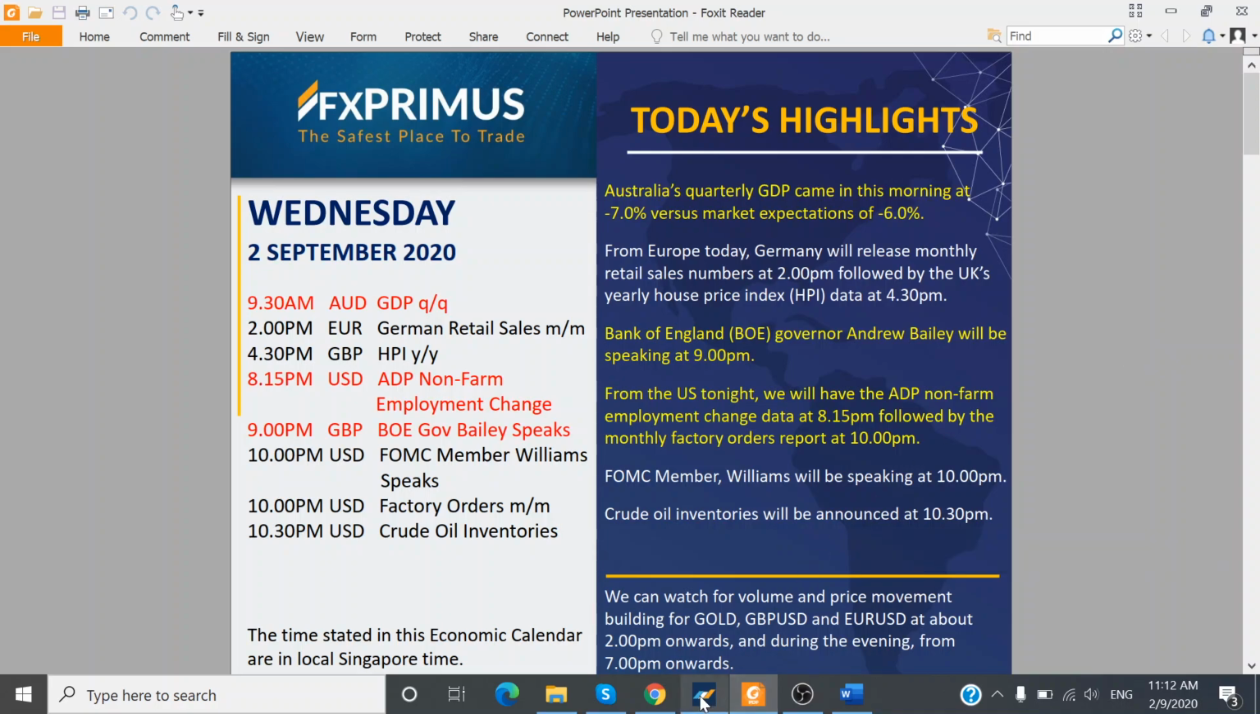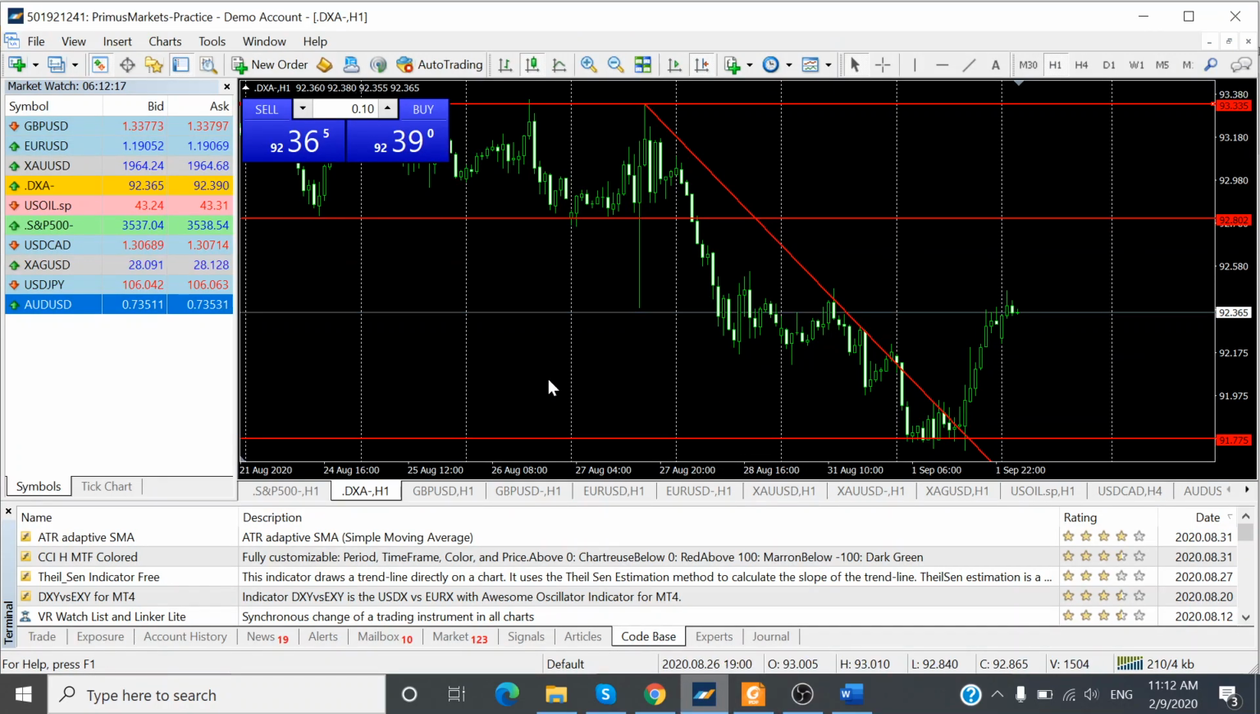We had a very exciting day yesterday. On Tuesday, we saw the US dollar coming down, finding very good support. And towards the US trading sessions yesterday, the US dollar managed a decent retracement and recovery.